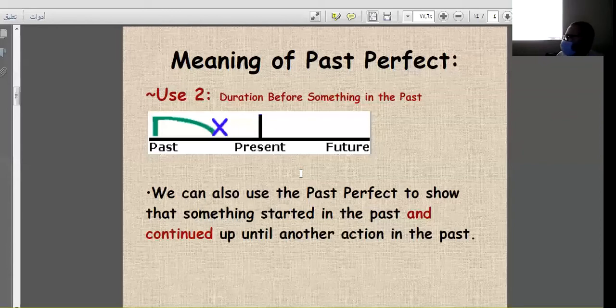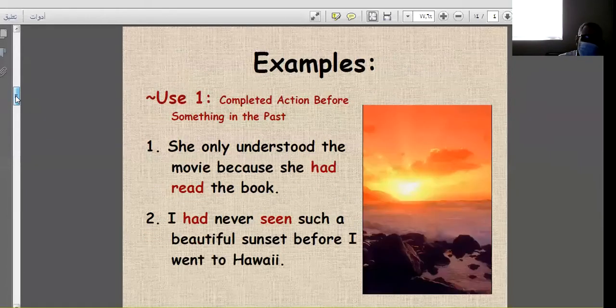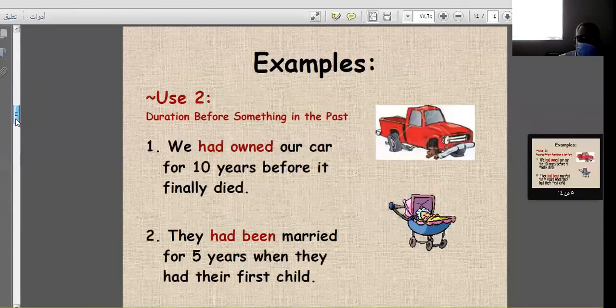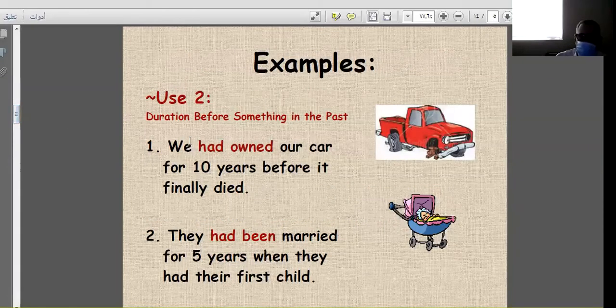Okay. I can say also, as I mentioned before in this episode, the thief had escaped. So the first action is the escape of the thief. Then the police arrived. Okay, we can use the past perfect to show that something started in the past and continued until another action in the past. Yes, good. Here we have more. Duration before something in the past. We had owned our car for 10 years before it finally died.